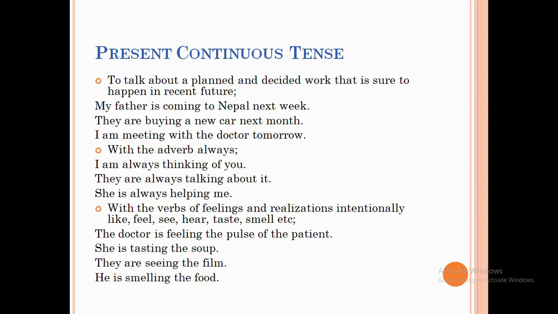Another situation where we can use present continuous tense is with the adverb always. Let's see some examples. I'm always thinking of you. See, the adverb always is used here. They are always talking about it, means they keep talking about it. She is always helping me. So whenever I'm in need, she is helping me. That means she is always helping.